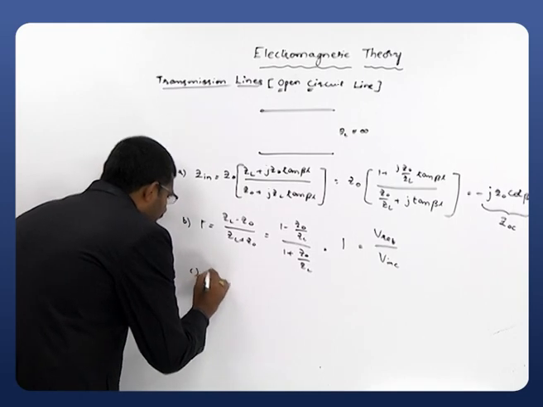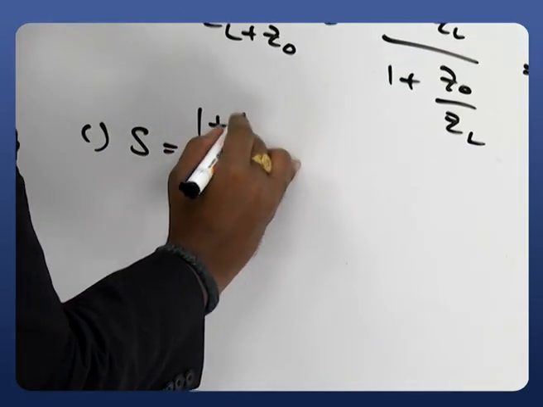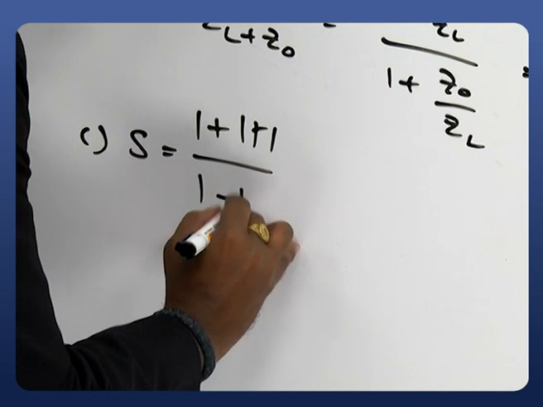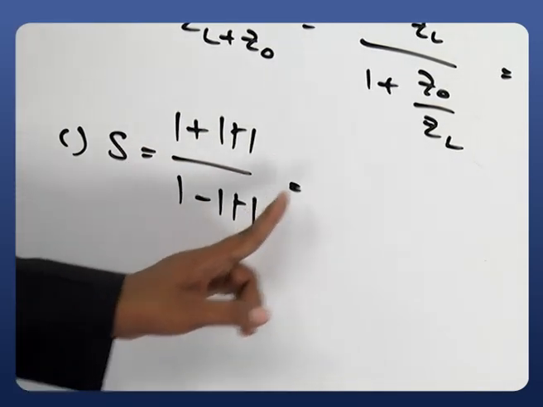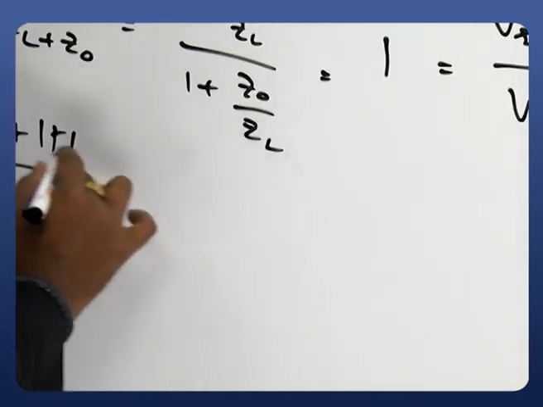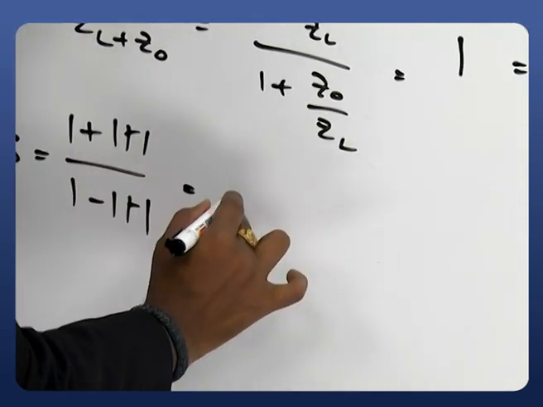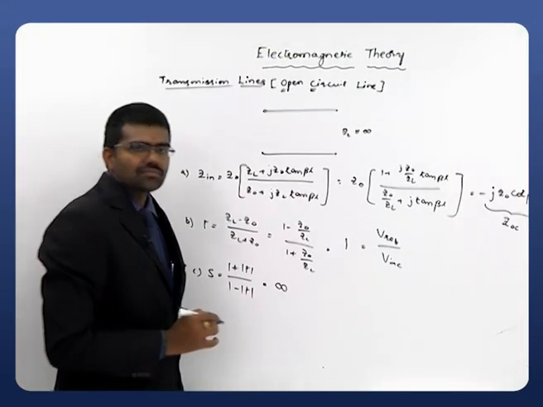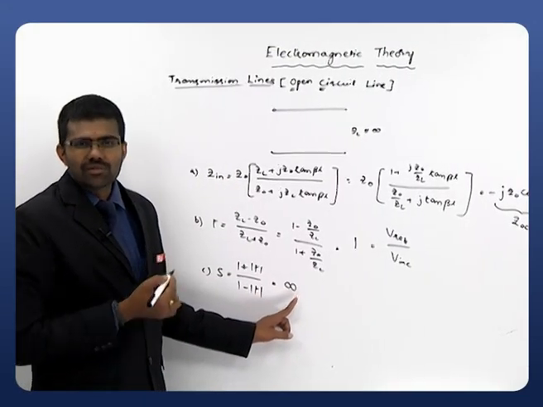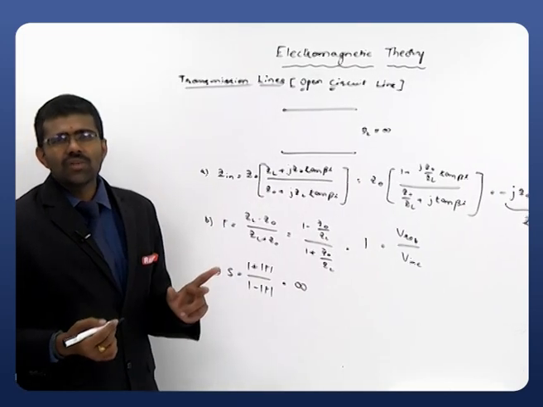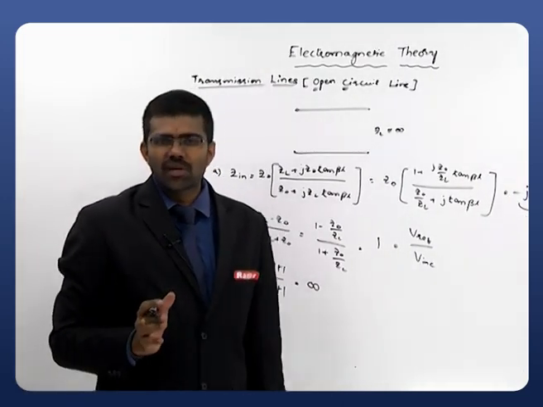For that, calculate S also. S is equal to 1 plus magnitude of gamma divided by 1 minus magnitude of gamma. As gamma is equal to 1, you can directly take this as 1 plus 1 divided by 1 minus 1, which gives you infinite. So the maximum voltage standing wave ratio you can observe for this case also. So these two cases give you zero propagation, that is what I can say.